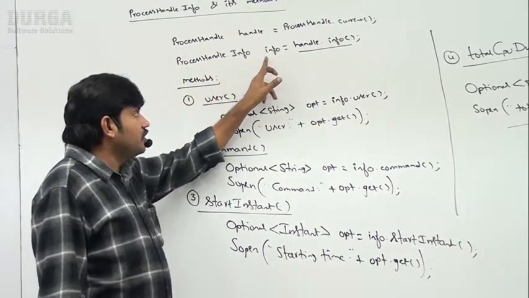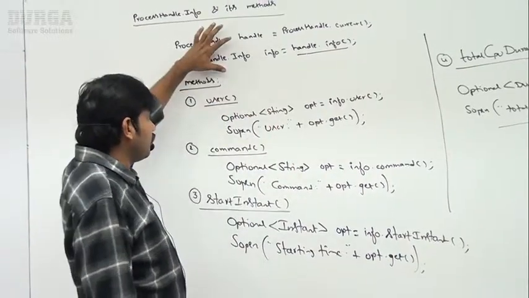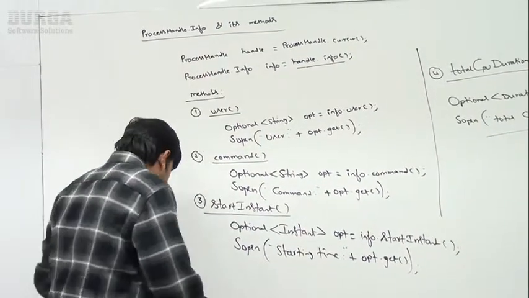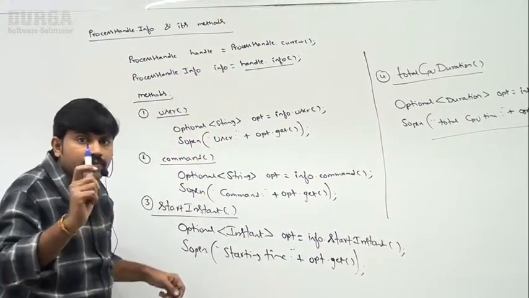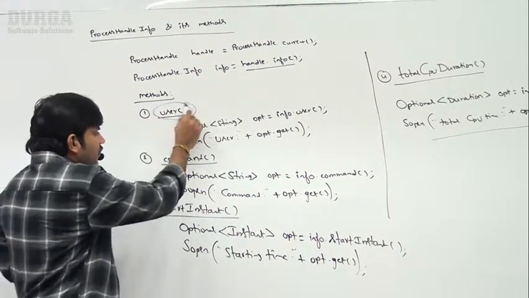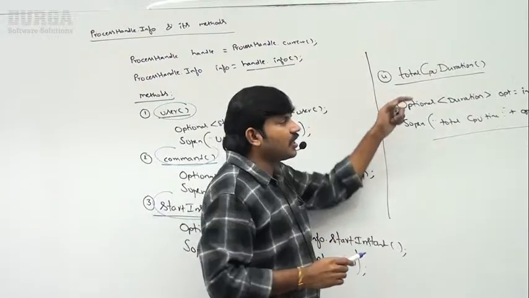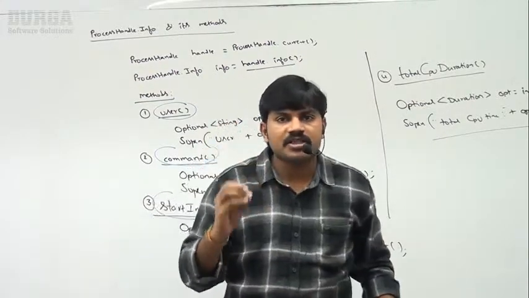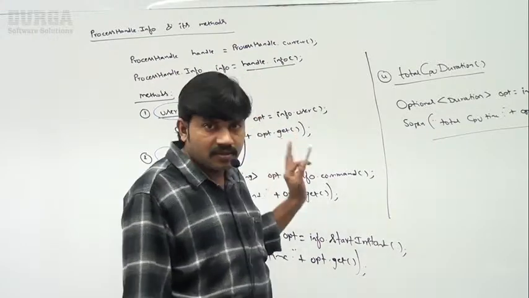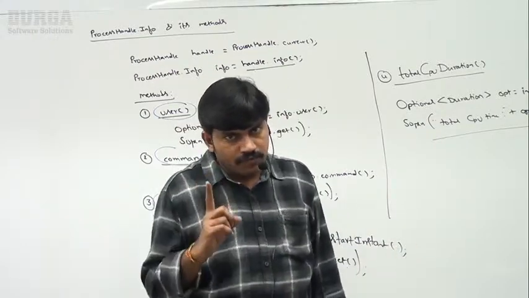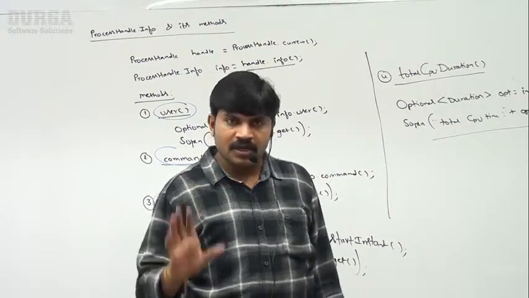ProcessHandle dot info gives the info object. On the process handle we call the info method. Once we get the info object, which methods can we call? User method, command method, start instant method, next and after that total CPU duration. These are the various methods you can call. Remember that you call these on the info object. If you feel comfortable, then happily we can go for a small demo program, right? Up to this is clear, right?